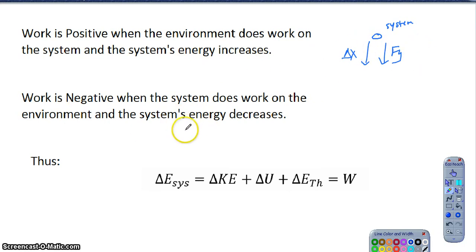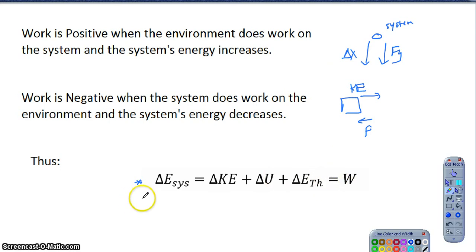Work is negative when the system does work on the environment, and the system's energy decreases. So basically the object is expending some energy, right? An example there would be an object sliding. If it has a certain amount of kinetic energy but there's friction involved, then the box is actually converting some of its kinetic energy to heat due to the friction. So it's giving off some of its energy to the environment, and therefore the box's energy would be decreasing.